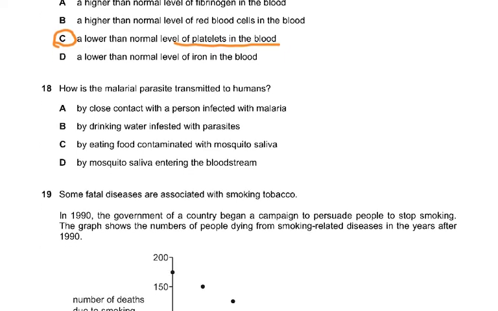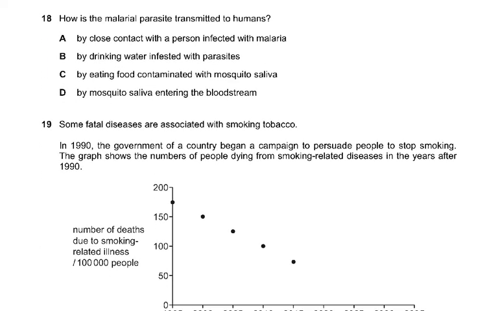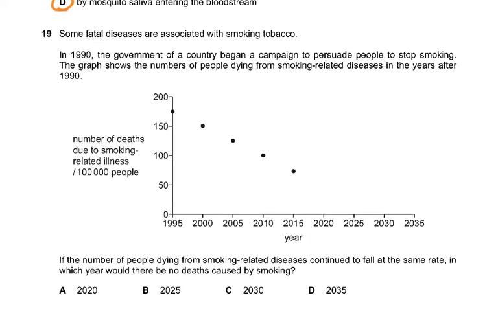Then question number 18, how is the malarial parasite transmitted to humans? By mosquito saliva entering the bloodstream. You see, first it sucks the blood of an infected person, plasmodium goes into the mosquito, divides, then goes to the salivary glands, and before it sucks the blood of another person, it injects the saliva, which contains an anticoagulant to prevent the blood clotting in its mouth parts. So, the mosquito saliva carries the plasmodium, and that is how it is transferred from one person to another.